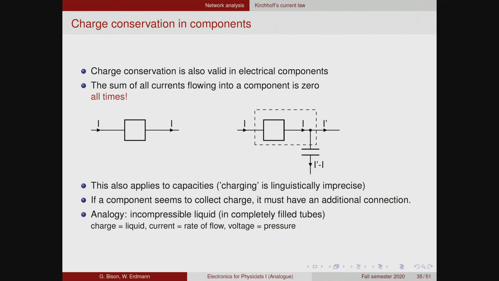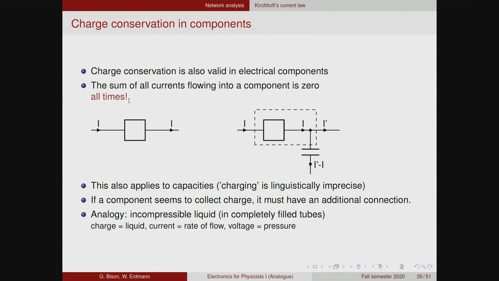It's valid in all electrical components. So it doesn't matter if it's a resistor or a power supply or a capacitor. The current that goes in comes out. Or let's say the sum of all currents that go in has to be equal to the sum of all currents that come out. This is true at all times.